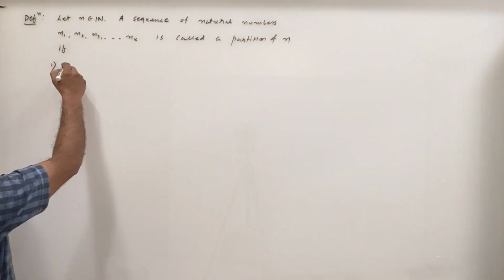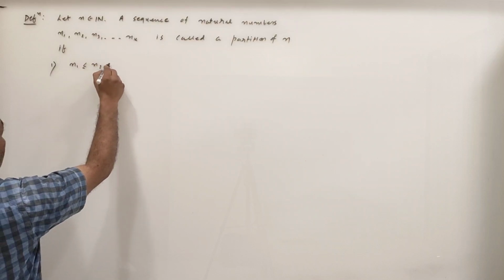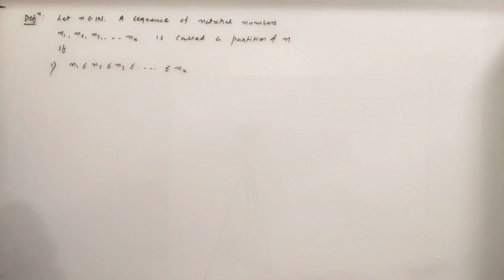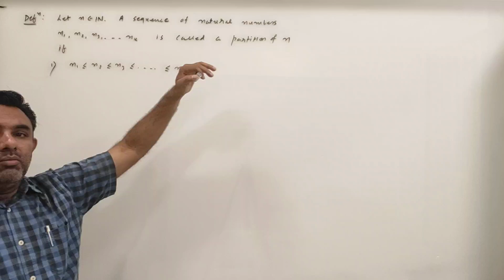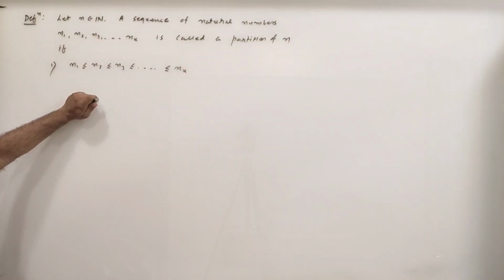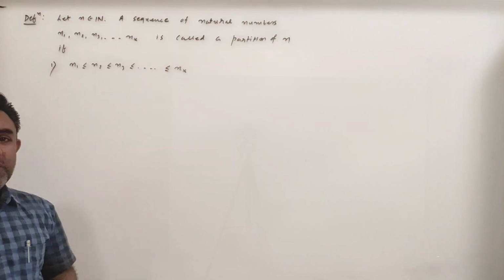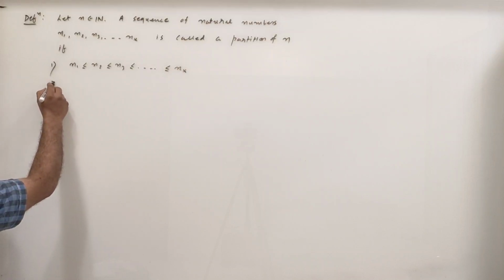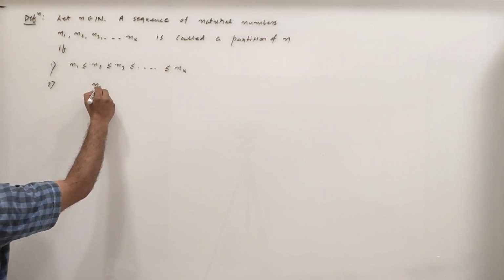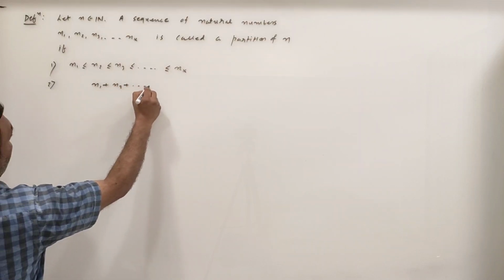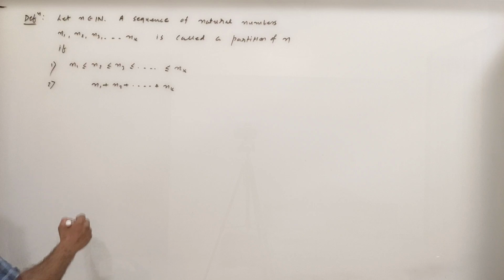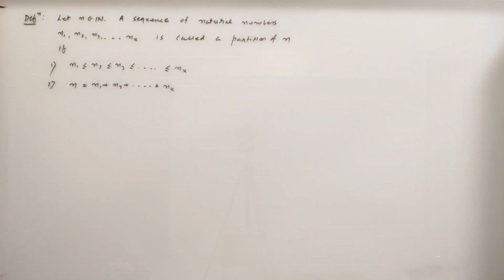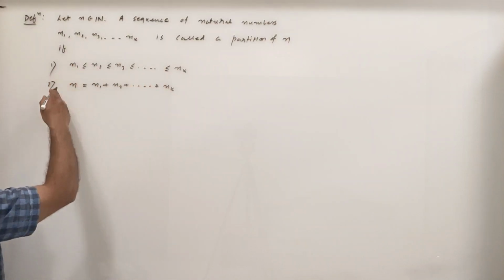First one, n1 is less than or equal to n2 is less than or equal to n3 and so on, less than or equal to nk. So this sequence should be monotonically increasing, meaning non-decreasing; n1 and n2 may be equal, n2 and n3 may be equal, right? Second one, if you sum n1, n2 up to nk, if you add all these positive integers, then it should be n. Then I will call it a partition of n if these two conditions are satisfied.